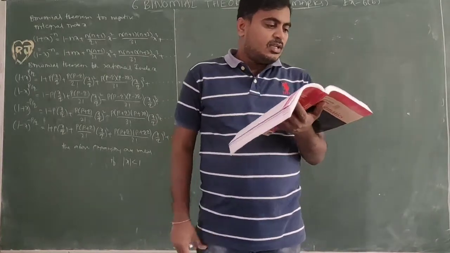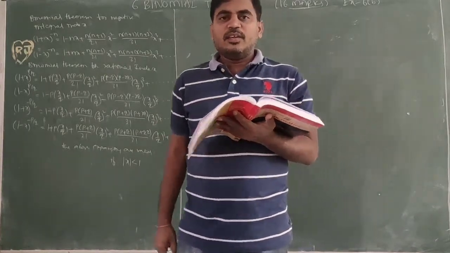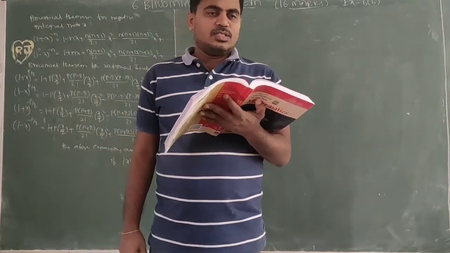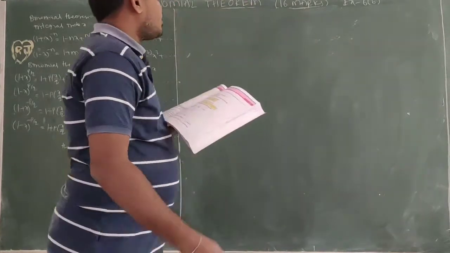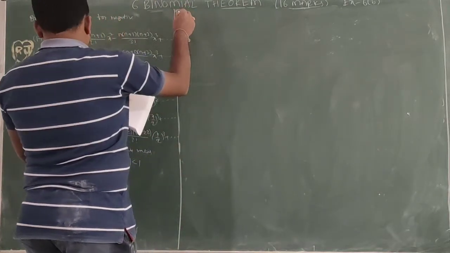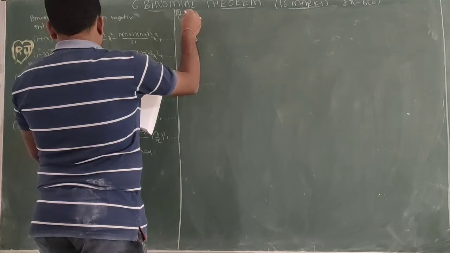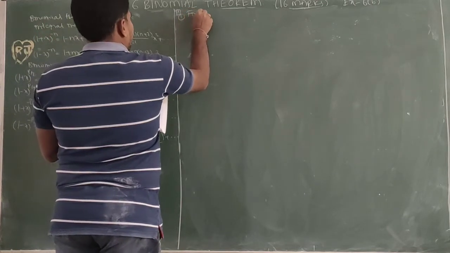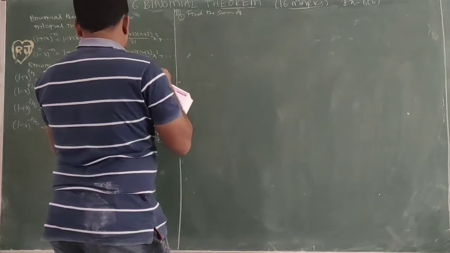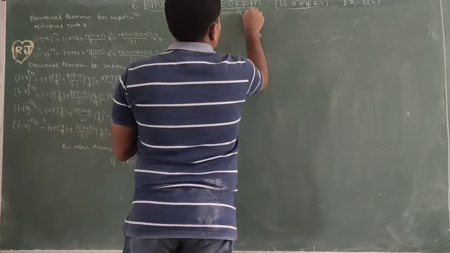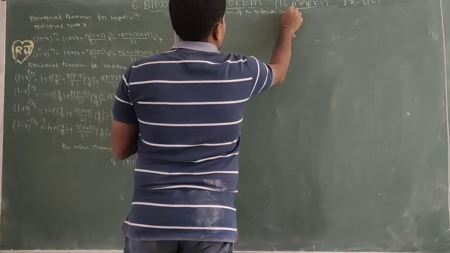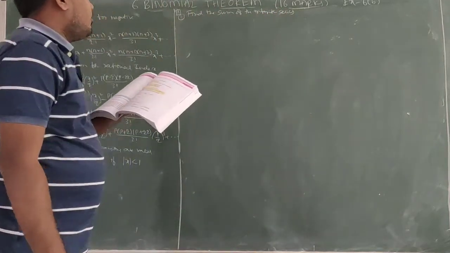6b, third bit. This is very important and much easier for long questions. Third bit, first question: find the sum of the infinite series.